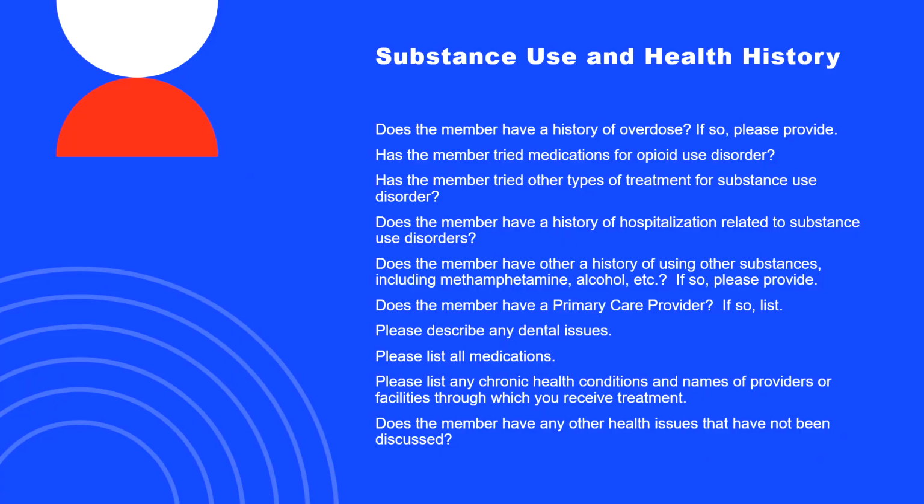Now, substance use and health history. This is part of, if you go back to the law, this is part of the history, the member's history. Do they have a history of overdose? If they do, talk about it. They may say, "Oh yeah, I overdosed 4 times." Whatever information they give you, put these in these questions.